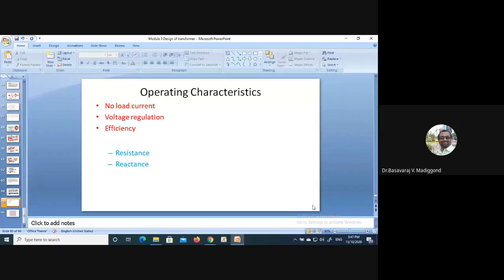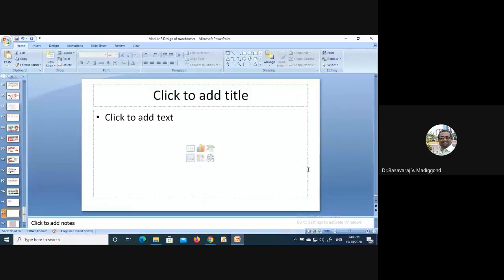That is the first operating characteristic. The other one is voltage regulation, and another one is efficiency. The first one we have seen, that is no load current. And second, to find out the voltage regulation, you must know the resistance and the reactance of the winding. So let us first find out the resistance. Let us calculate the resistance of a transformer winding.